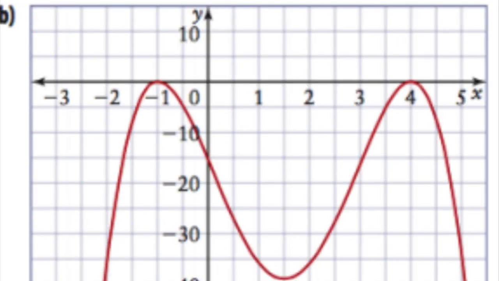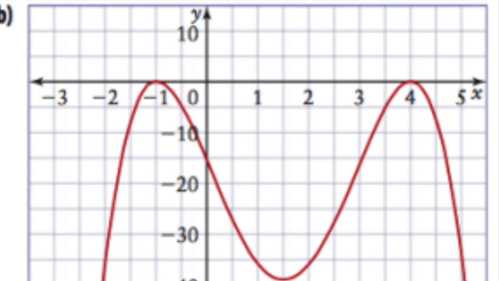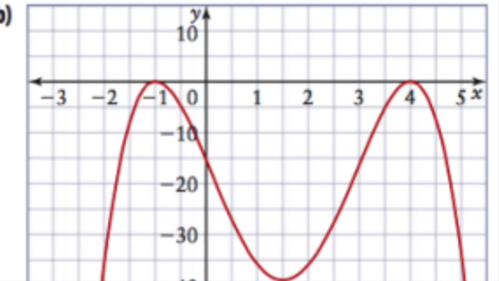We are now going to state the x-intercepts for graph B. It is noticeable that there are 2 points on the graph where the x-axis intersects with the function. Remember, when a function intersects with the x-axis, the point of intersection is where the x-intercept is located. The x-intercepts of this graph are located at (-1, 0) and (+4, 0).